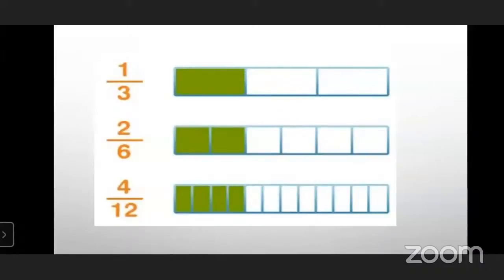Okay, now tell me, is the colored portion equal or not equal in each diagram? Equal, yes. But the total number of parts is different. It means the numbers are different, but the value of each diagram is equal. Yes or no? Yes. Okay, now we will simplify it.